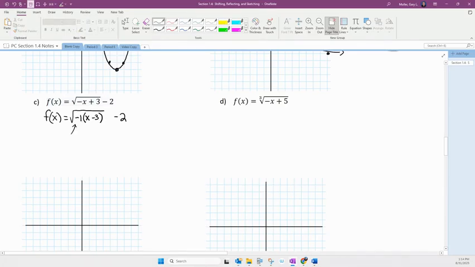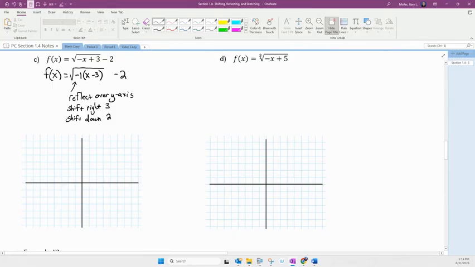Because of this negative, it's going to reflect over the y-axis. It's going to shift to the right 3, and it's going to move down 2. All right, let's take a look.